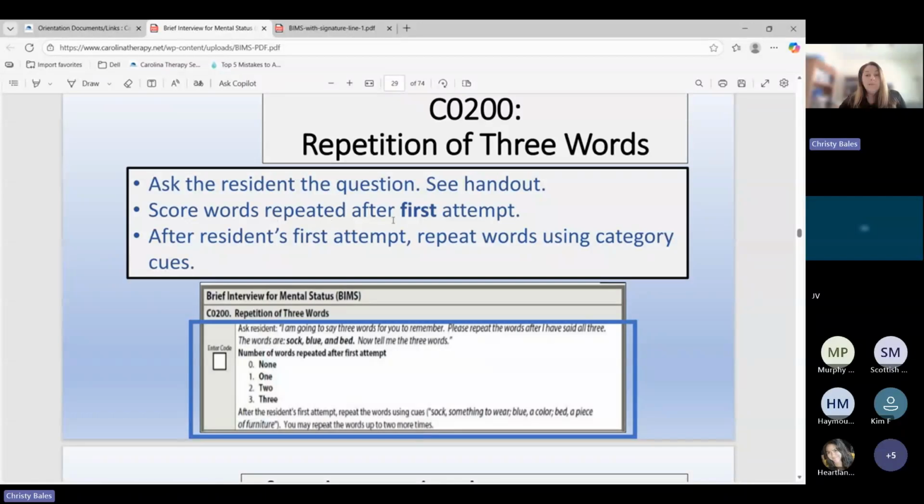Score words repeated after first attempt. That's it. We don't give them any other. It's just first attempt, what they said. That's when you score it. You can write it next to there so that you have some idea of what they said.